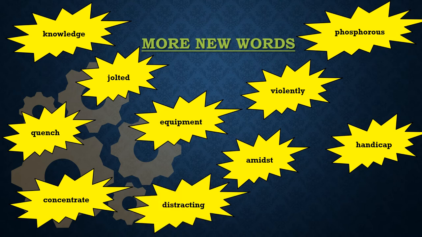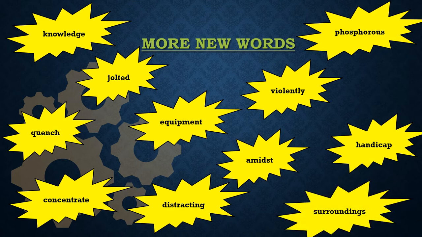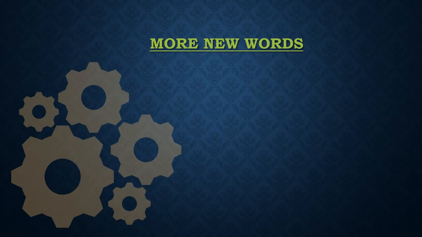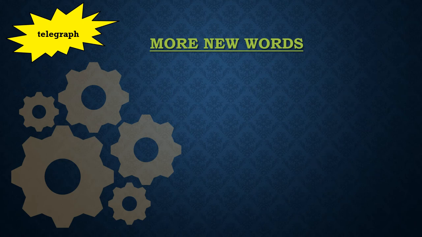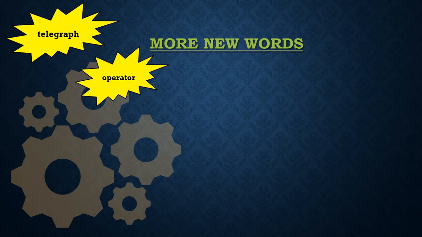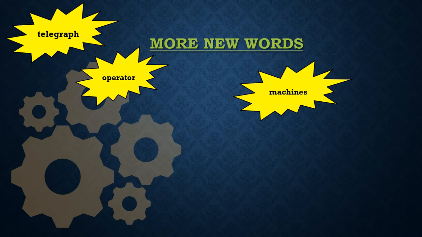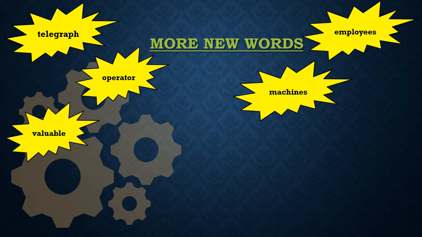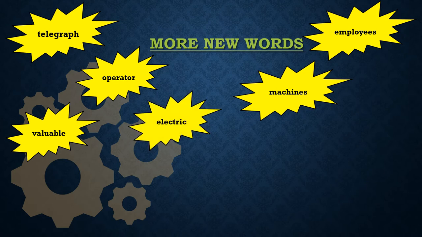Distracting, D-I-S-T-R-A-C-T-I-N-G. Surroundings, S-U-R-R-O-U-N-D-I-N-G-S. Telegraph, T-E-L-E-G-R-A-P-H. Operator, O-P-E-R-A-T-O-R. Machines, M-A-C-H-I-N-E-S. Employees, E-M-P-L-O-Y-E-E-S. Valuable, V-A-L-U-A-B-L-E. Electric, E-L-E-C-T-R-I-C.